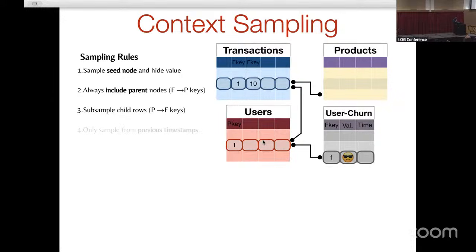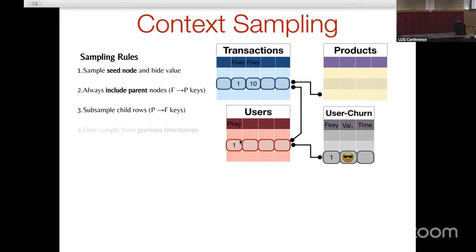Now the third rule is we look at the parent node, and we sample neighbors of the parent node. How are we sampling neighbors? Let's say we look at this transaction table. One user has neighbors in the transaction table. How? We see here the transaction table has two foreign keys. One foreign key is equal to 1. That corresponds to the user table. The primary key here is equal to 1.